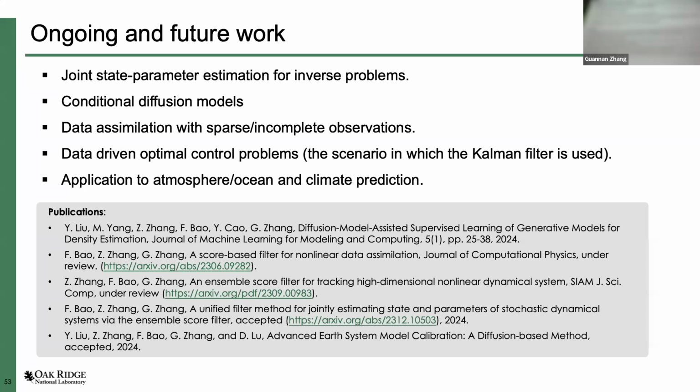And we are also applying this to more complicated models. SQG is the simplest model they have at NOAA, and we are moving up to a model that is closer to the operational model they use, to see if our method can still perform well. Eventually, we want to get to their operational model to test. Okay, I think that's it.